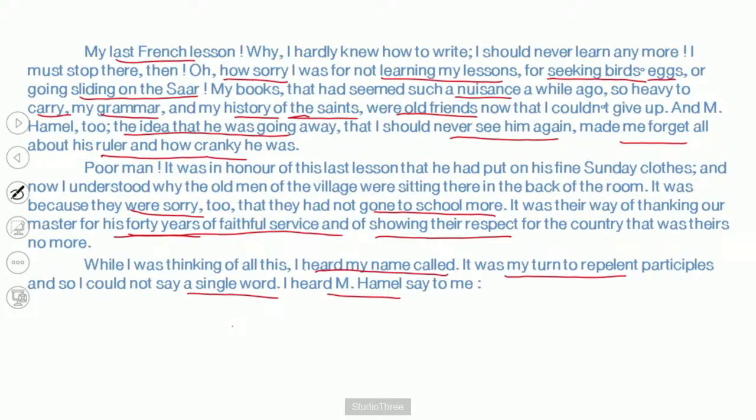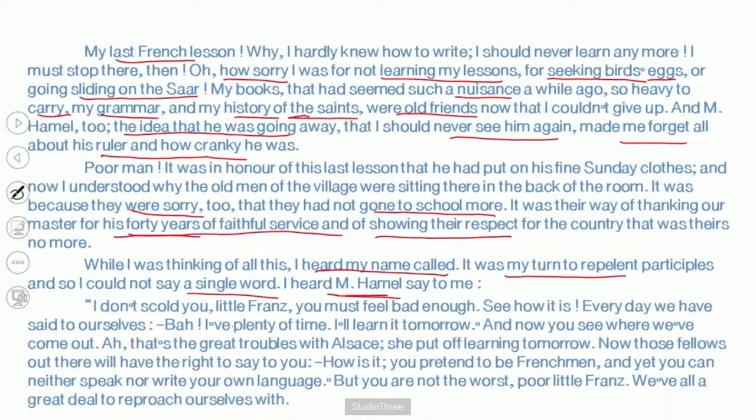The same thing is happening there with Little Franz and his teacher. What will he say to me? I don't scold you today. Little Franz, you must feel bad enough. See how it is. Means personally he is talking with Little Franz, pay attention towards me. I will not scold you today. Means before that he scolded too many students, too many generations, but he will not scold today. And he also told Little Franz that he must be feeling bad enough.